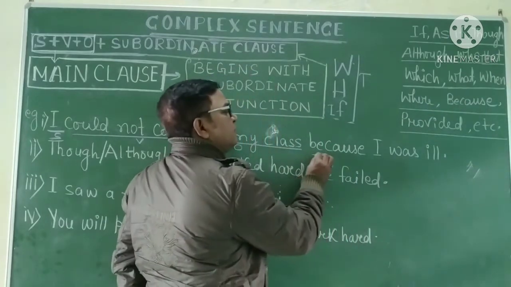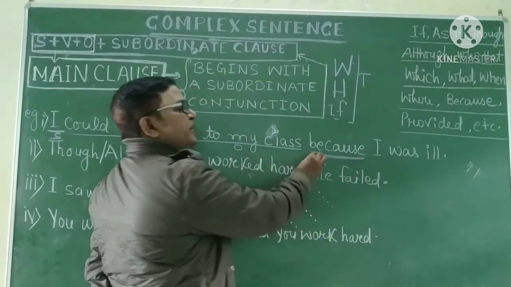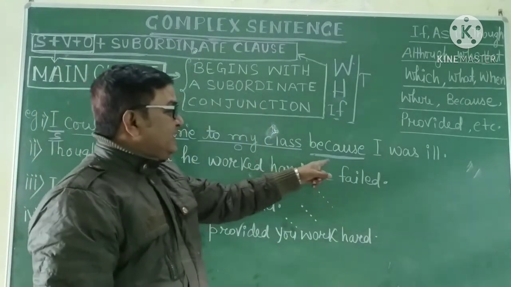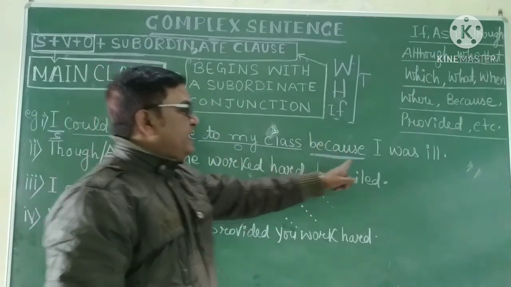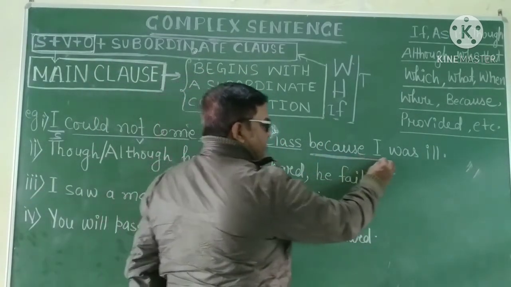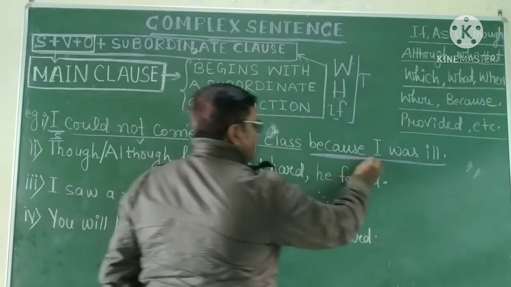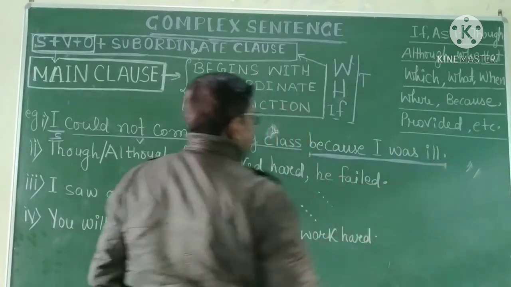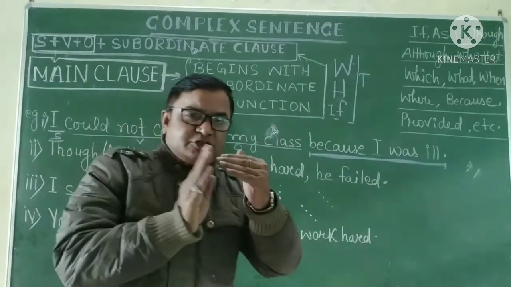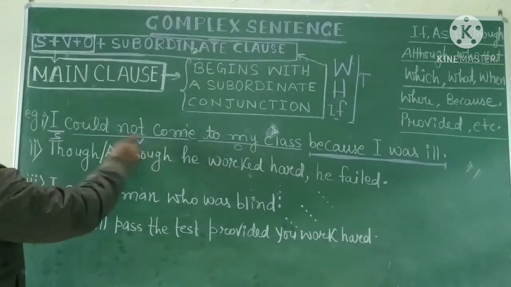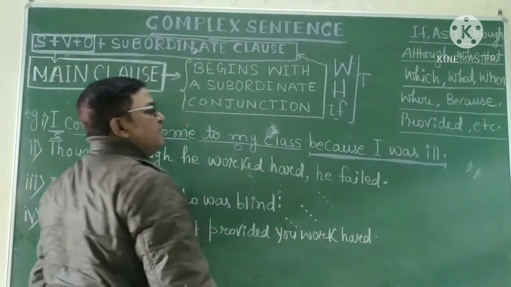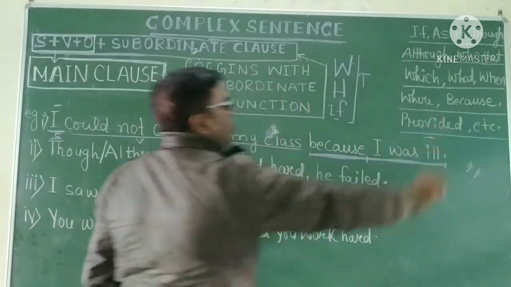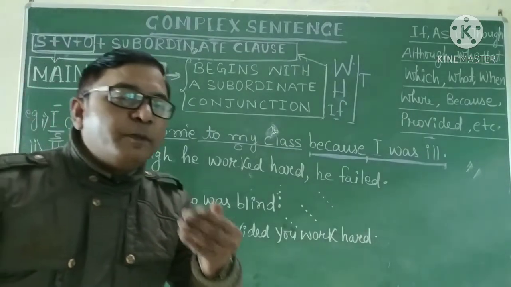Because is your subordinate conjunction. Because I was ill, from here to here, it is your subordinate clause. So a subordinate clause plus a simple clause makes a complex sentence. So, I could not come to my class because I was ill. Here it is showing the reason. That's why it is your complex sentence.